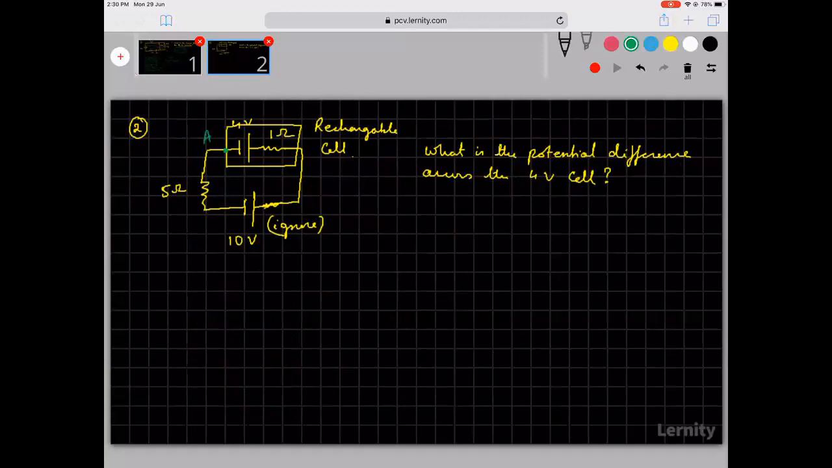So this is point A here, and this is point B here. You find out the potential difference across this. How do you do that? First step, again, mark the currents. So current will go this way, this way, this way, and this way. So let me write down the loop law and then see what it is.